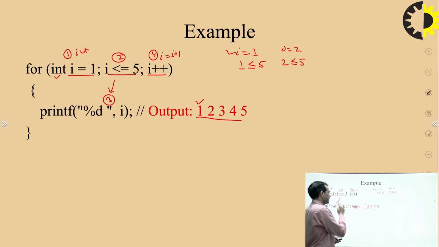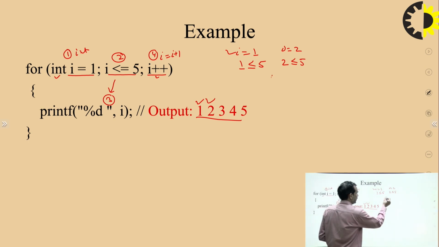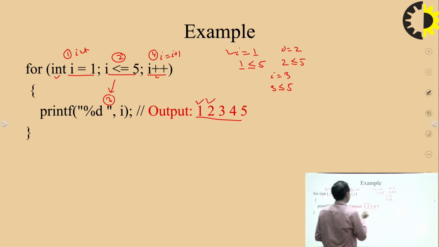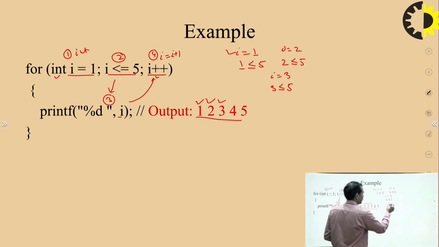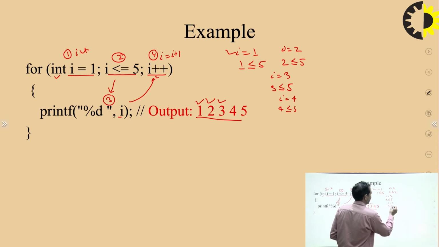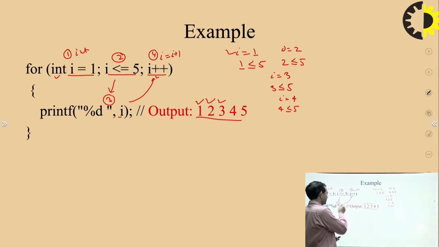So now i = 2, again it checks 2 <= 5, it goes inside this block, and it prints the value 2, and again it increases the value of i. So now i = 3, again it checks 3 <= 5, the condition is true, it goes inside this block and prints the value of i, that is 3, and again it increments the value, that is 4. So now i = 4, so 4 <= 5, the condition is true, so it goes inside again, prints the value of i, then updates the value of i.